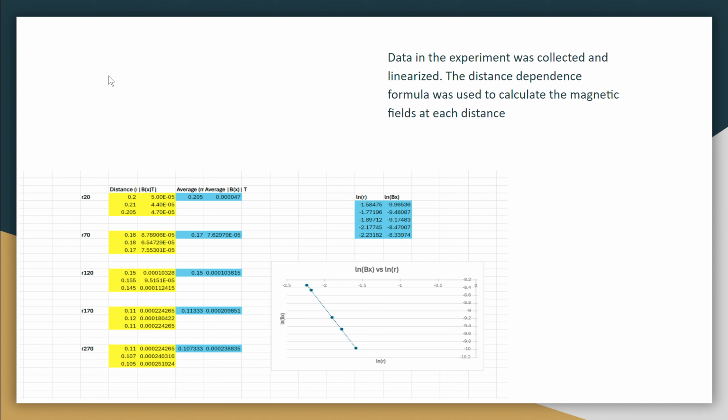So the data in the experiment was collected and linearized. The distance dependence formula was used to calculate the magnetic fields at each distance. So you can see we found our distance at 20 and 70 and 120 and 170 and 270 values for magnetic fields. And then we linearized it and graphed it. As we can see, the slope is negative. It's actually negative 2.5.